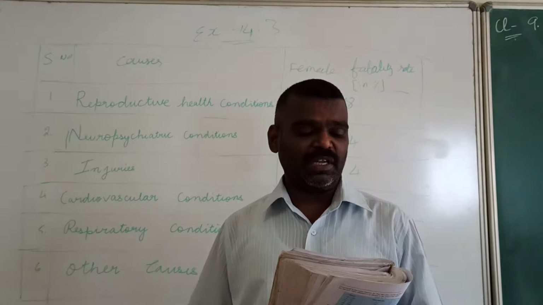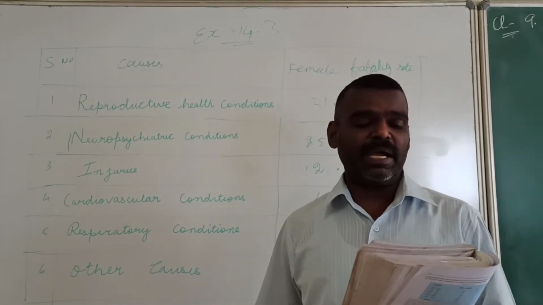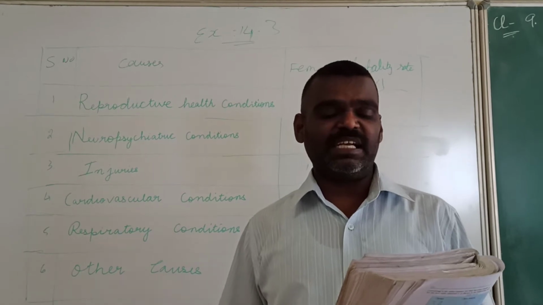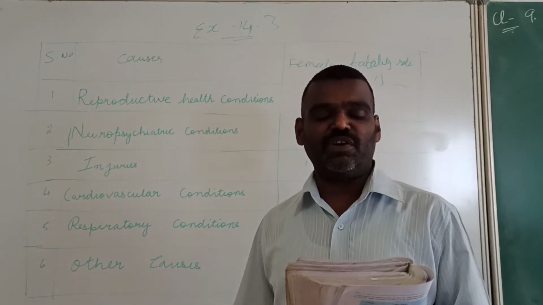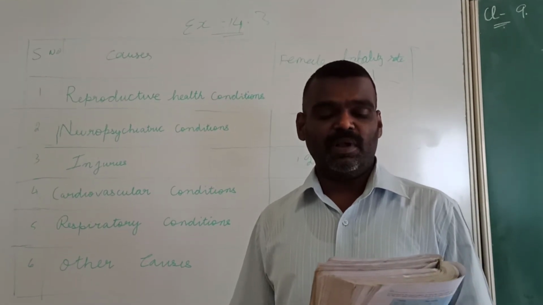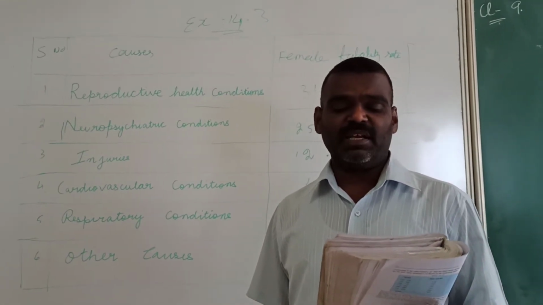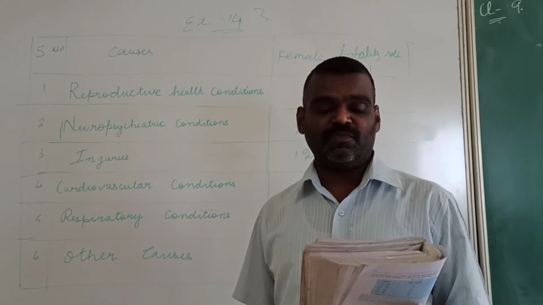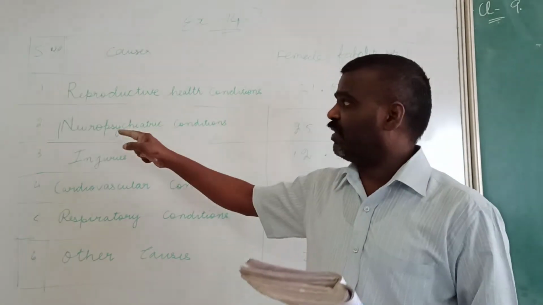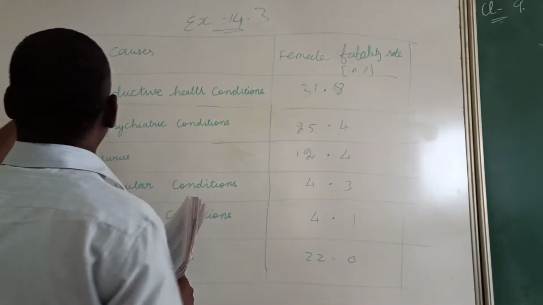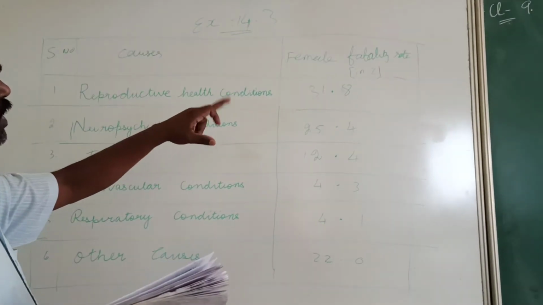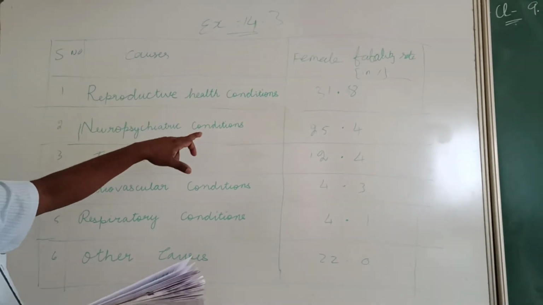14.3 question number 1 tells: a survey conducted by an organization for the causes of illness and death among women between the age of 15 to 44 years worldwide found the following figures. Okay, the relative data is given. The first column is cause, and you can also look at your textbooks. Cause and female fertility rate are given. Reproductive health condition.